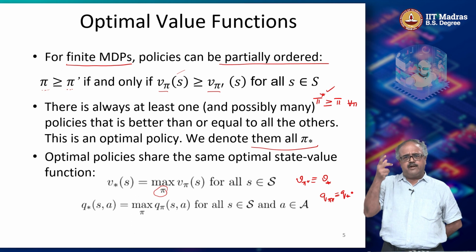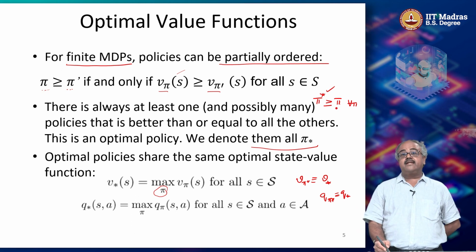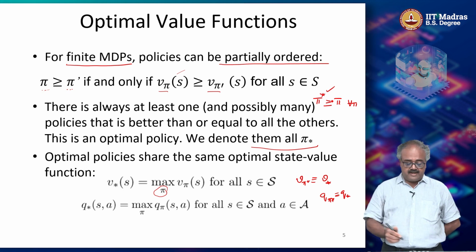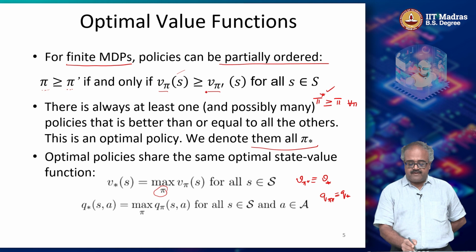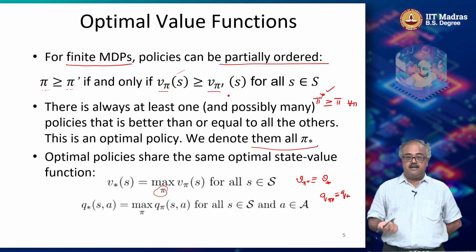So, this makes intuitive sense. Why does it make intuitive sense? We say that pi star is greater than or equal to pi for all pi. That means that v pi star of s is greater than or equal to v pi of s for all pi.